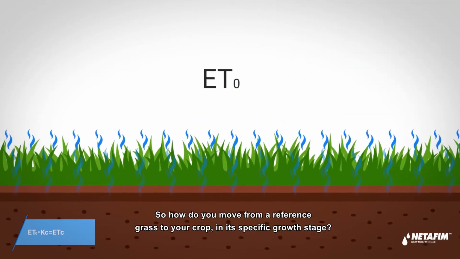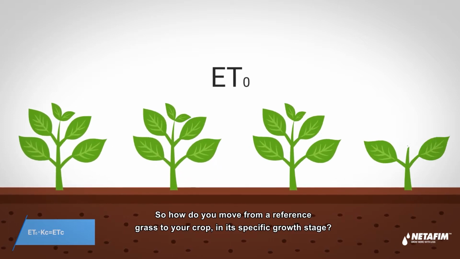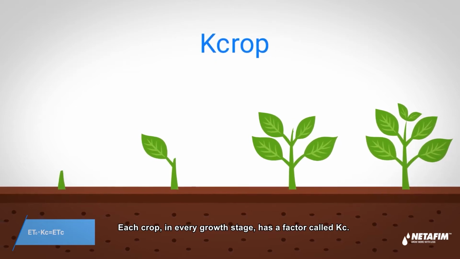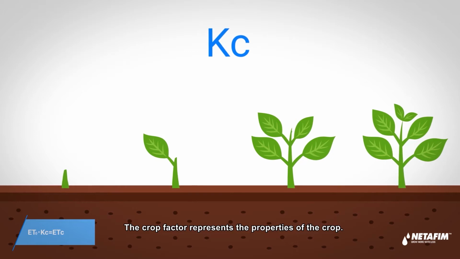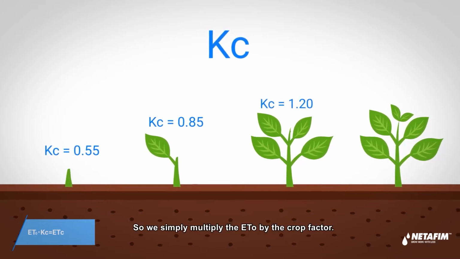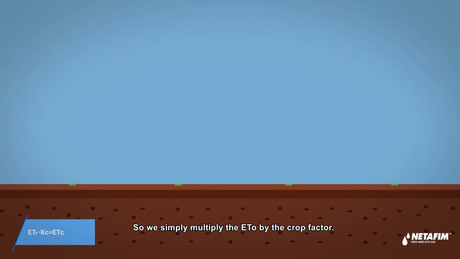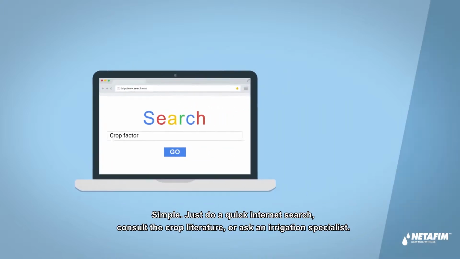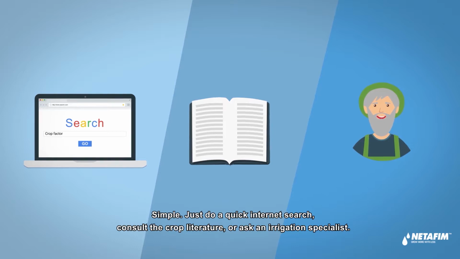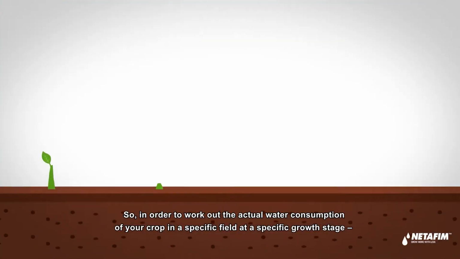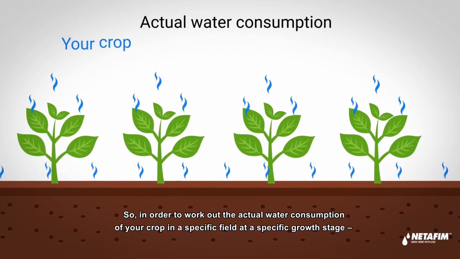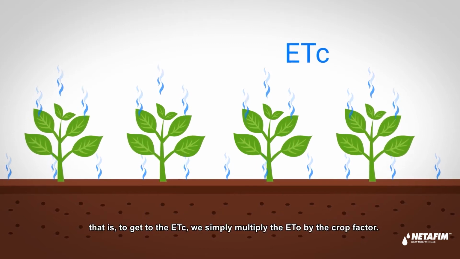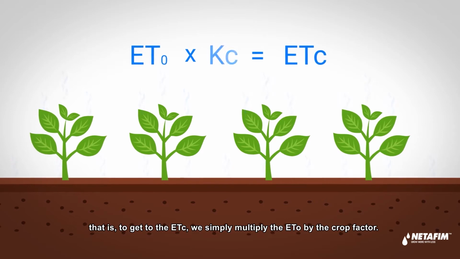So how do you move from a reference grass to your crop in its specific growth stage? Each crop in every growth stage has a factor called Kc. The crop factor represents the properties of the crop. So we simply multiply the ETO by the crop factor. How do you find out a crop's Kc? Simple. Just do a quick internet search, consult the crop literature, or ask an irrigation specialist. So in order to work out the actual water consumption of your crop in a specific field at a specific growth stage, that is, to get the ETC, we simply multiply the ETO by the crop factor.